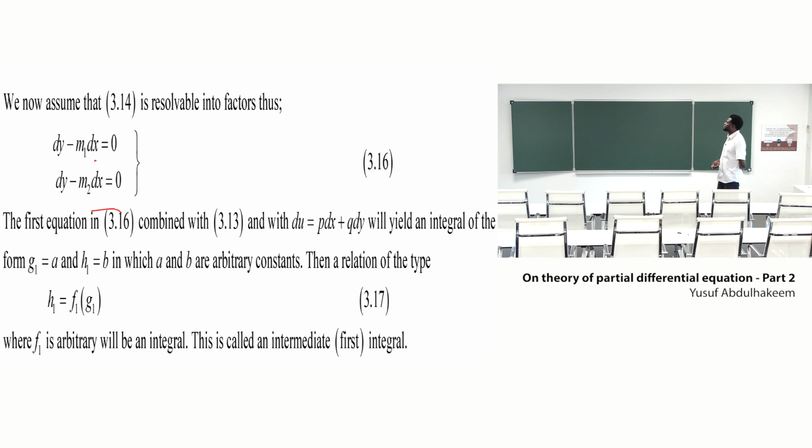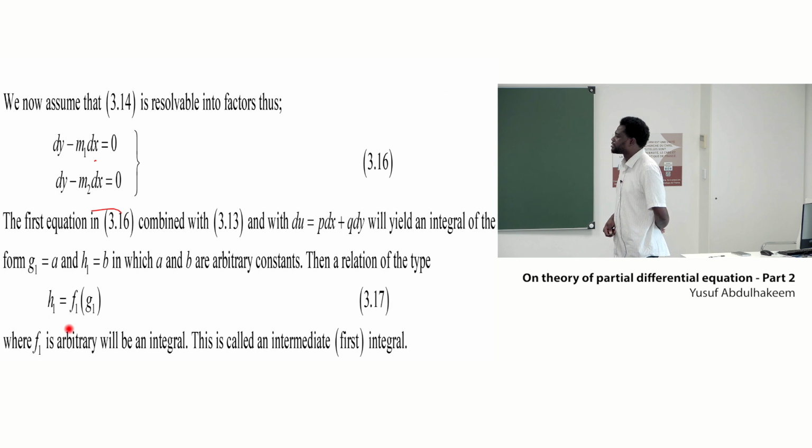So we now assume 3.14 is resolvable into factors. Thus, we can have dy minus m1 dx equal to 0 and dy minus m2 dx equal to 0. So the first equation in 3.16, combined with 3.13 with du equal to p dx plus q dy, will yield an integral of the form g1 equal to a, h1 equal to b, in which a and b are arbitrary constants. Then a relation of this type, where this f is just an arbitrary function, will be an arbitrary integral.